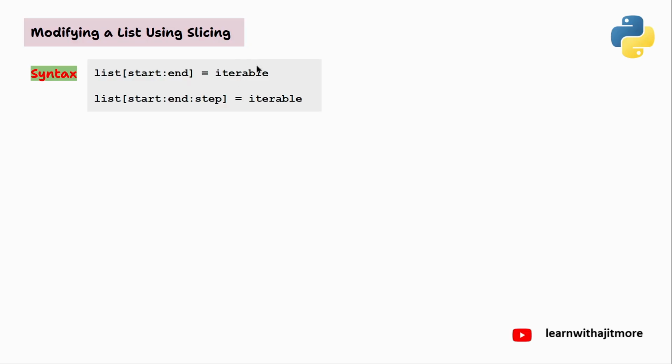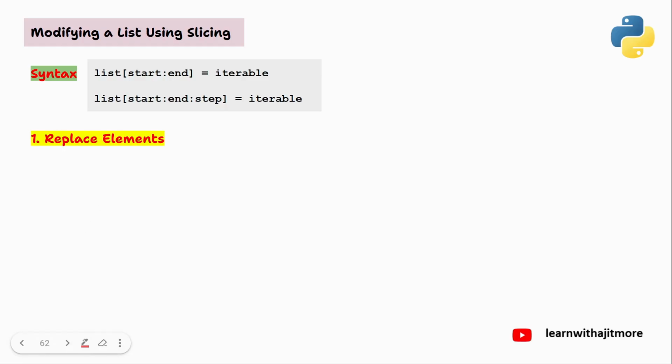Now, not necessarily the number of elements in the iterable and the number of elements in that range should be the same. ऐसा कोई रूल नहीं है कि ये स्टार्ट से लेके एंड तक जितने एलिमेंट है उतने ही एलिमेंट ये इटरेबल में होने चाहिए. कम भी हो सकता है, ज्यादा भी हो सकता है. Getting? They can be more also, less also, right? One by one we will discuss. First is replacing.